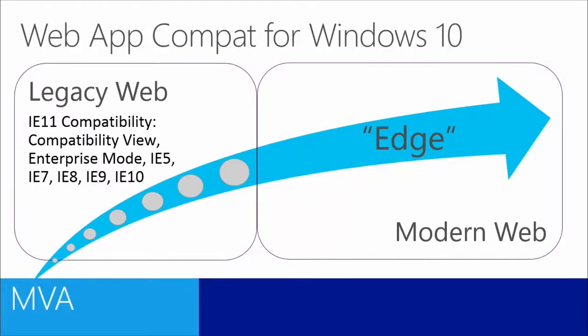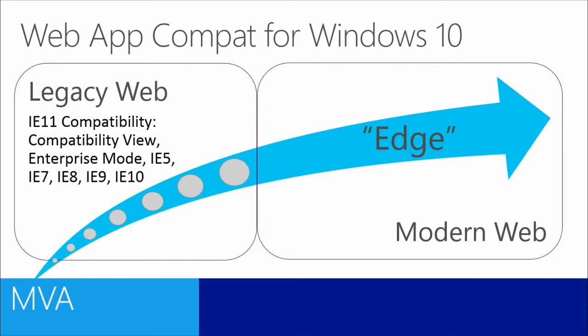Now for Windows 10, this gets particularly interesting. If we look here, we're viewing the legacy web as all document modes before Edge. This means that IE 11 compatibility includes compatibility view, enterprise mode, and IE 5, IE 7, IE 8, IE 9, and IE 10 document modes. The easiest way to think about this is we're packaging compatibility for the legacy web, for older websites, as a product, essentially, in IE 11 that we're carrying forward to the next major version of our browser.